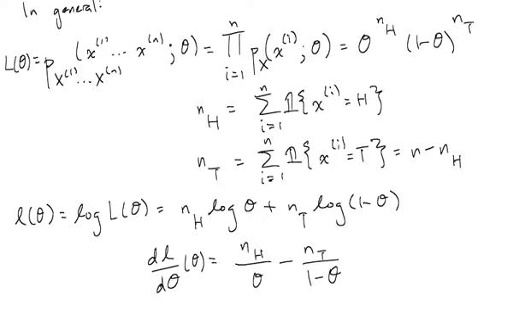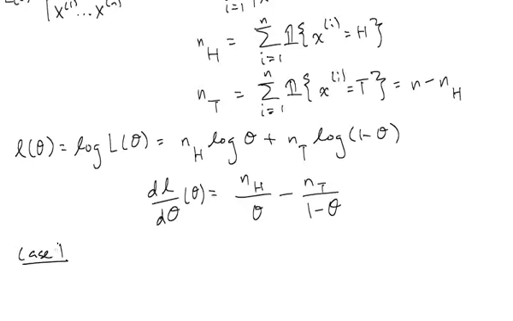So in the first case, we're going to consider a simple situation where the number of heads is equal to 0 and the number of tails is bigger than 0. All right? Of course, if they're both equal to 0, that's not very interesting because that means that we didn't observe anything, and so we don't have anything to work off of. Right? So we're not going to consider that case. We're going to assume that we have at least one observation.